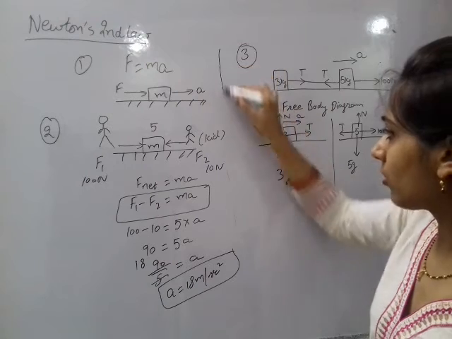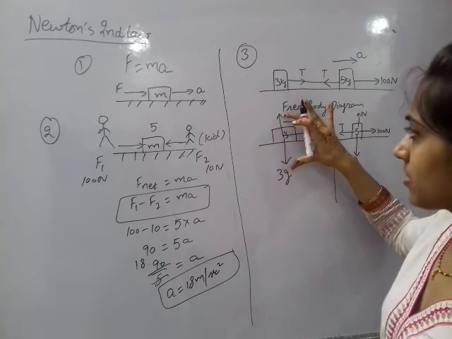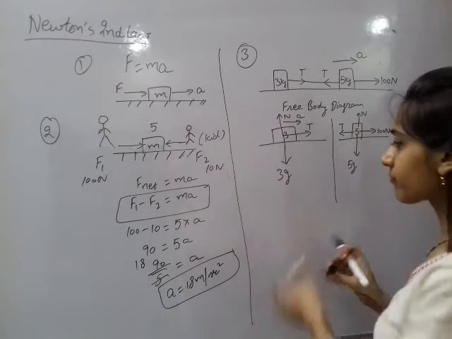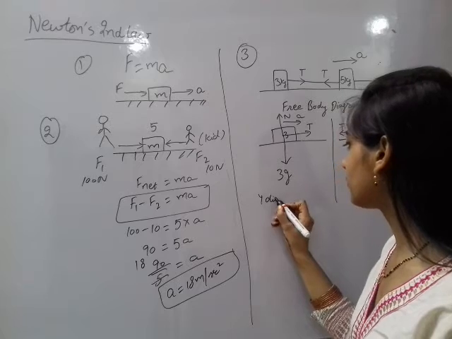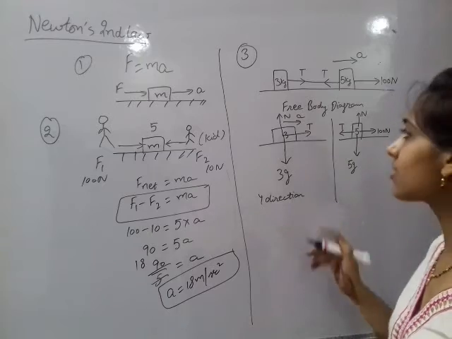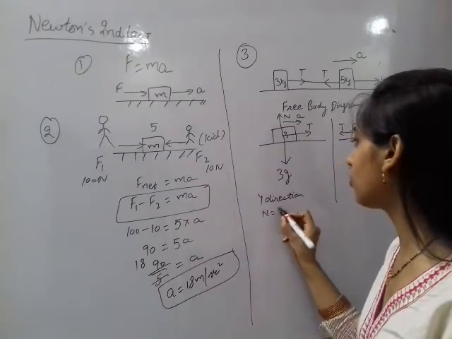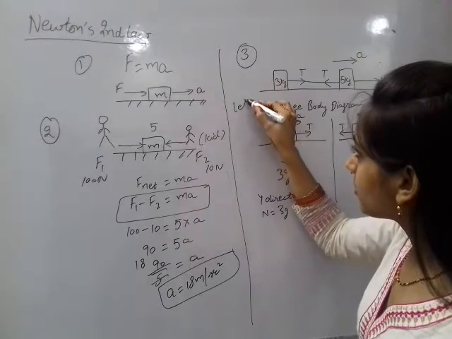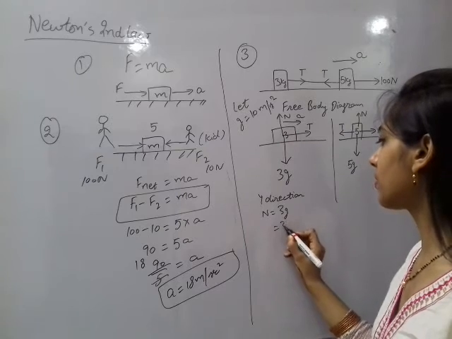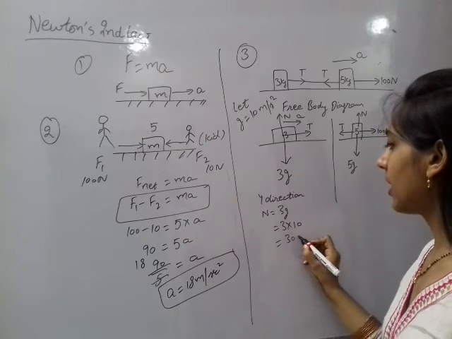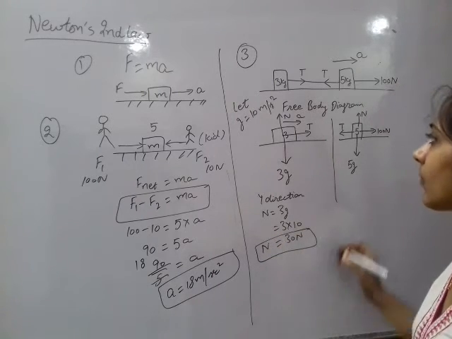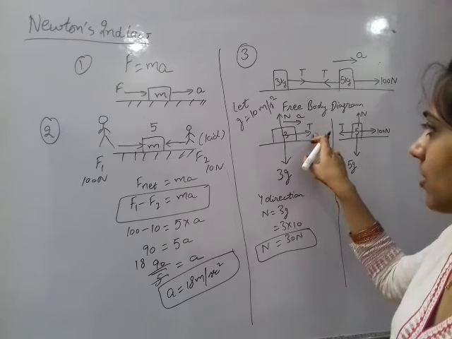Now we can write down the equations for both. हॉरिजॉन्टल एंड वर्टिकली कंपोनेंट्स आपको बैलेंस करने हैं. For y direction, this is your x-axis, this is your y-axis. Normal reaction is equal to 3g. Let acceleration due to gravity be 10 meter per second square. So it comes out to be 3 into 10, that is 30 Newton, normal reaction. Now tension applied is on this side.